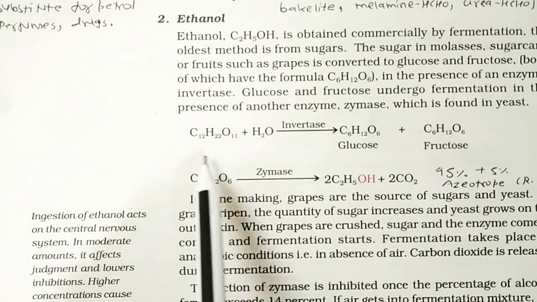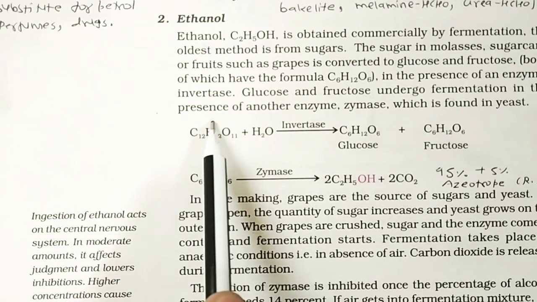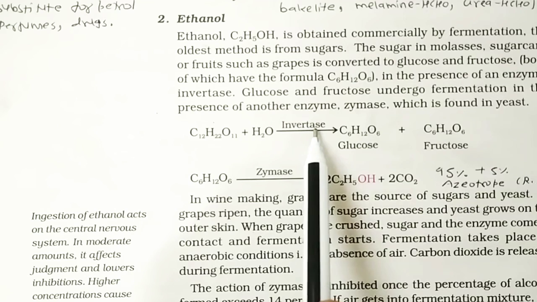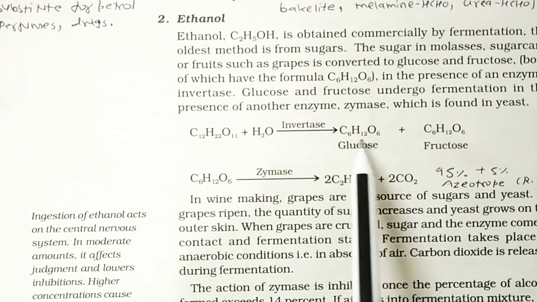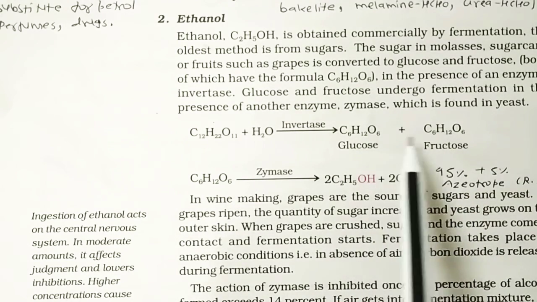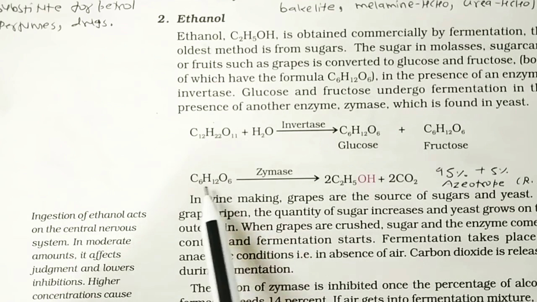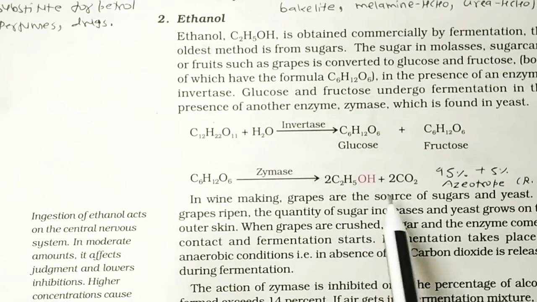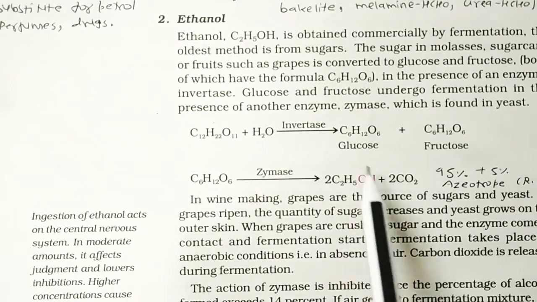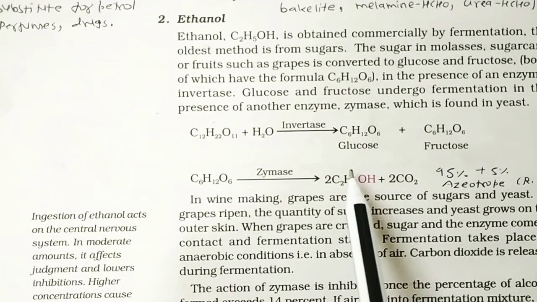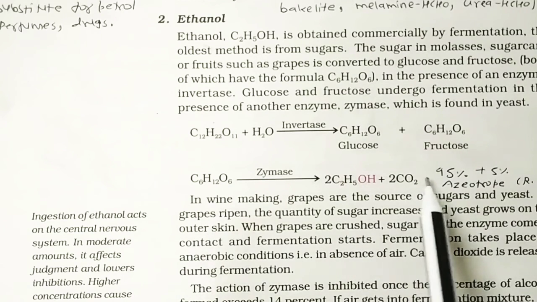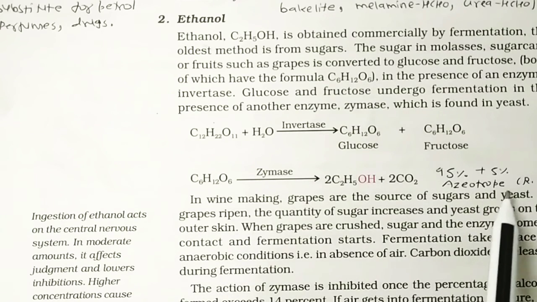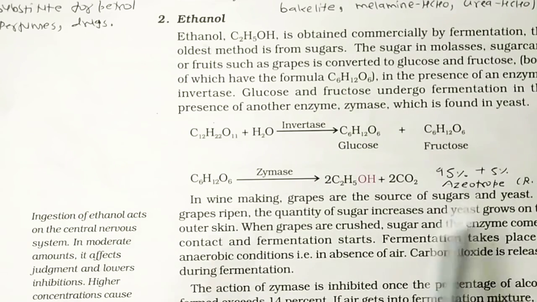So first we take sugar, and for the hydrolysis of the sugar we use invertase as an enzyme, and it is converted into glucose and fructose. And this glucose and fructose, with the help of zymase, is converted into ethanol and carbon dioxide. So here we get ethanol at 95% and 5% water. It is called an azeotropic mixture, or sometimes a rectified spirit too.